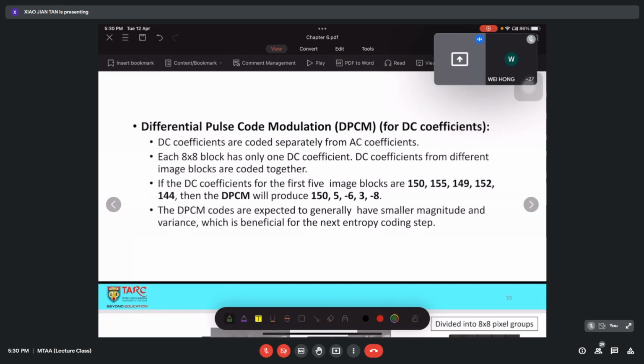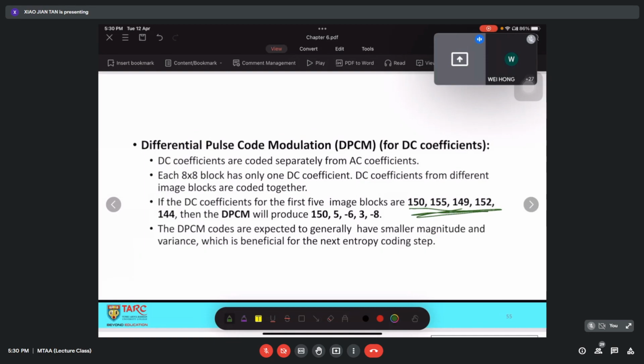For DPCM, you have this series: 150, 155, 149, 152, and so on. You only need to keep the first value, 150, and then for the rest you code the difference. 155 minus 150 gives 5. Then 149 minus 155 gives negative 6, and so on. When we code only the differences, we need a smaller space to store these values.